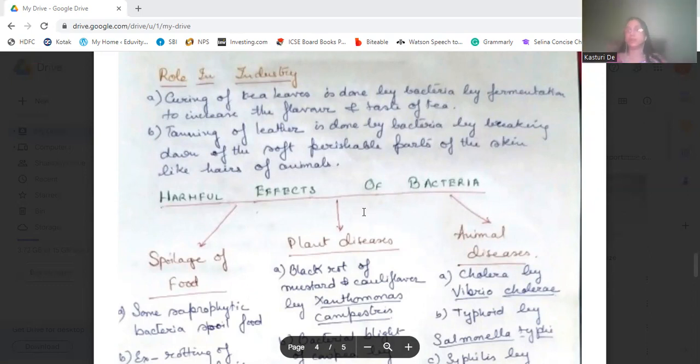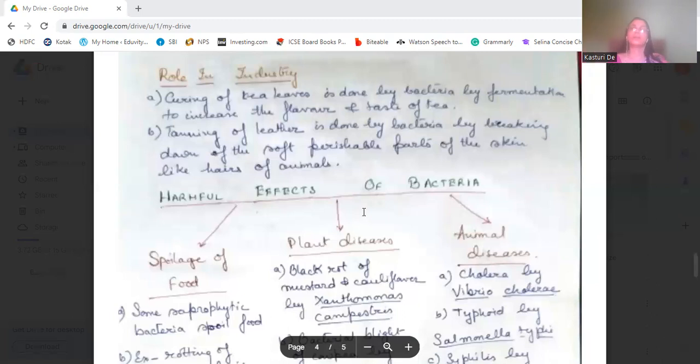Okay, the perishable parts of the leather are decayed. So that is done by what? Bacteria again. The skin, the hair, the parts of the skin, those are broken down by the bacteria. That is tanning of leather, and this leather is then used for different other purposes in our household uses also. It is used for making shoes, bags.